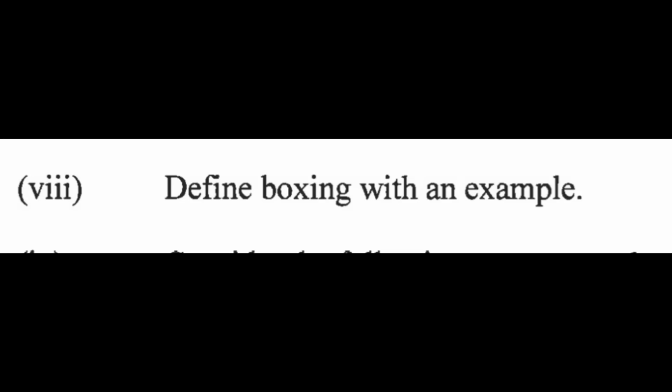The next type of questions that they could ask is definition-related questions. Say, for example, if I would direct you towards the 8th question: define boxing with an example. So this is the definition of boxing, and you have to display an example. Many times they would also ask you to define many terms. Say, for example, abstraction, what are constructors, define inheritance, etc. These are important keywords that they would ask you to define, so you have to memorize them.